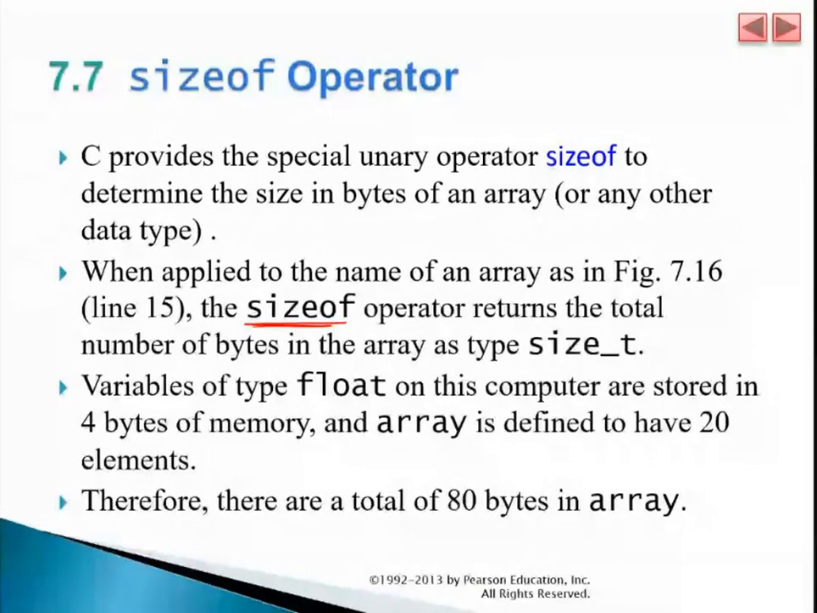So if our type of variable is float or int, the computer stores 4 bytes for this type of element, or for these data types, right? So if the array has 20 elements, and if we perform the sizeof operation on the array, what is the output? The output will be 80, because the output is in bytes, right? So 20 into 4. This is what sizeof will return.